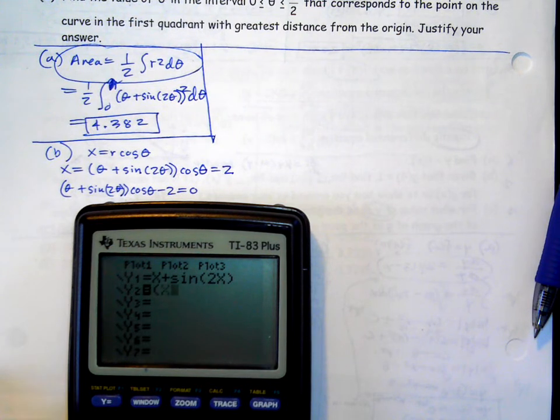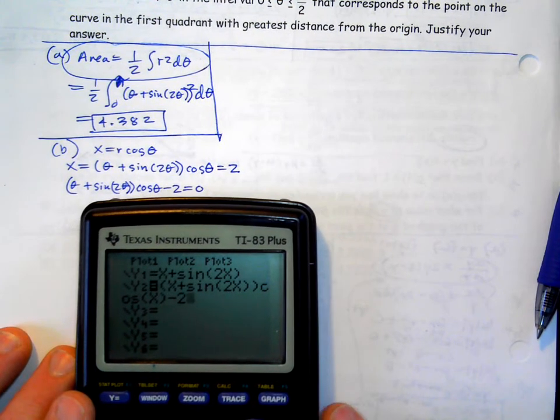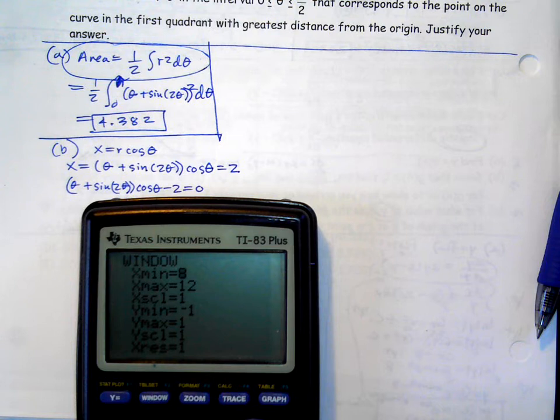Parentheses x plus sine 2x. You could distribute the cosine theta, cosine x, close it, -2. And then I'm going to go to window. And I'm going to say, well, where do I expect this answer to be? It's good to restrict it. Well, we said it should be between pi over 2 and pi. There might be other solutions in other quadrants just algebraically, and you might be tempted to put them.